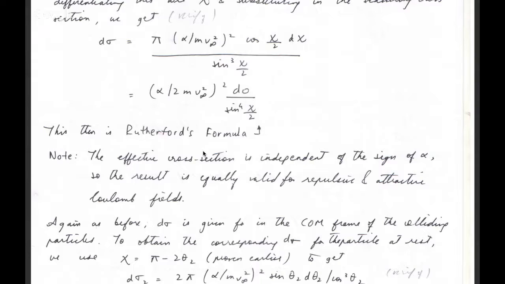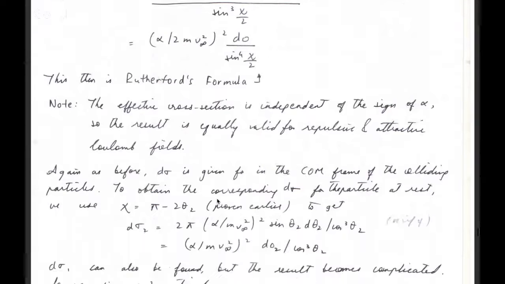Okay. So the effective cross section is independent of the sign of alpha. So the result is equally valid for repulsive and attractive Coulomb fields. Again, as before, d sigma is given. I don't know what I've written here, it's an F with a O.